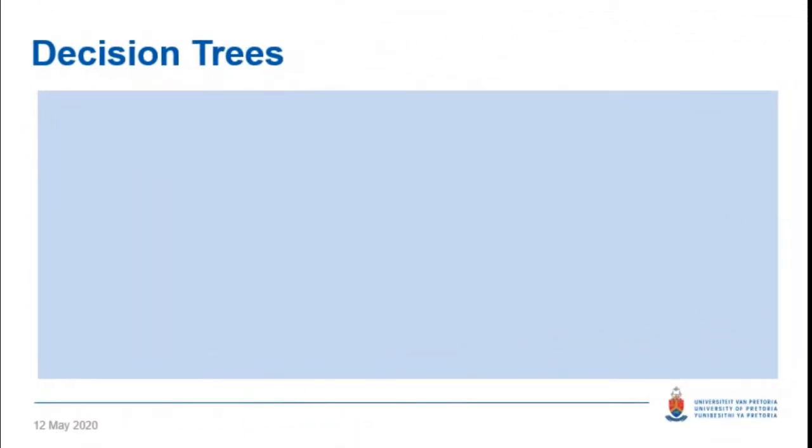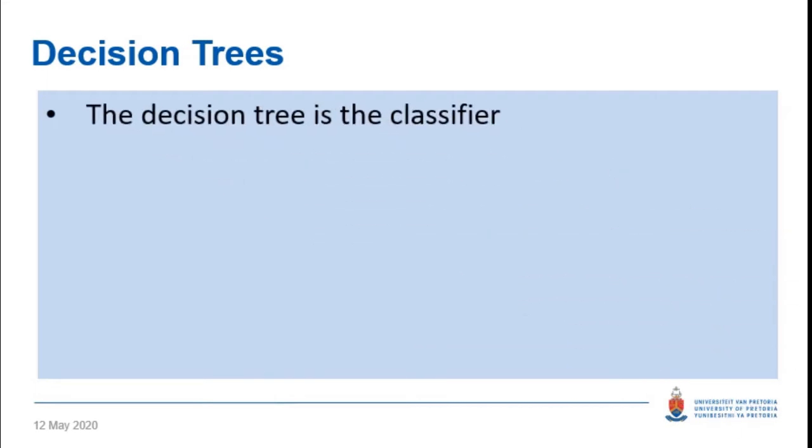These are one of the most popular techniques used for supervised learning, specifically for classification. So the decision tree itself is a classifier, and there's some type of algorithm that will produce that decision tree for you. We'll speak about that a little bit more just now.